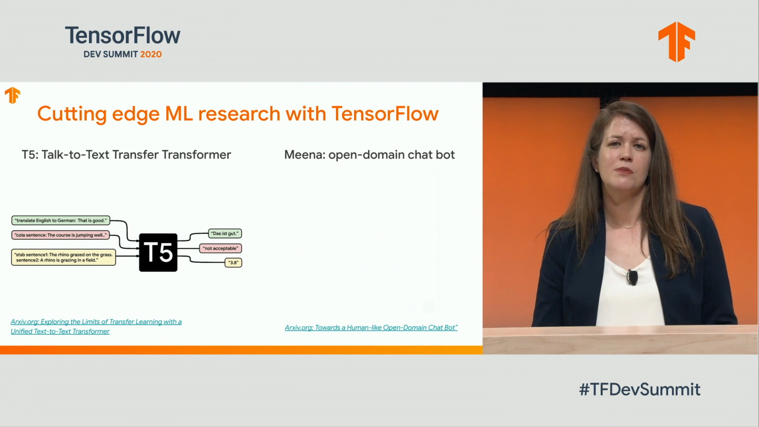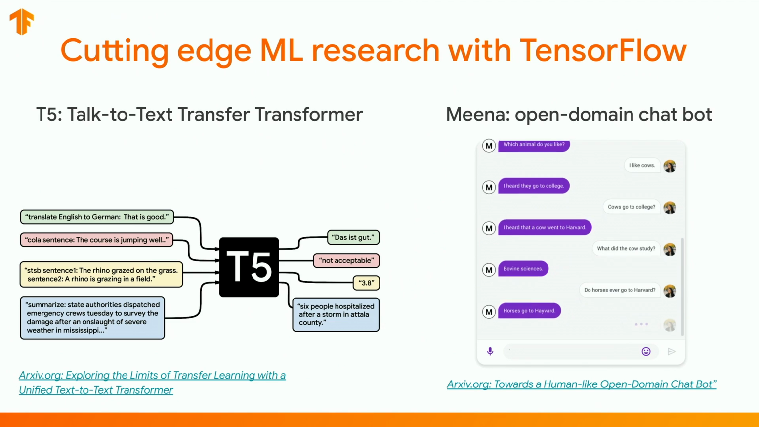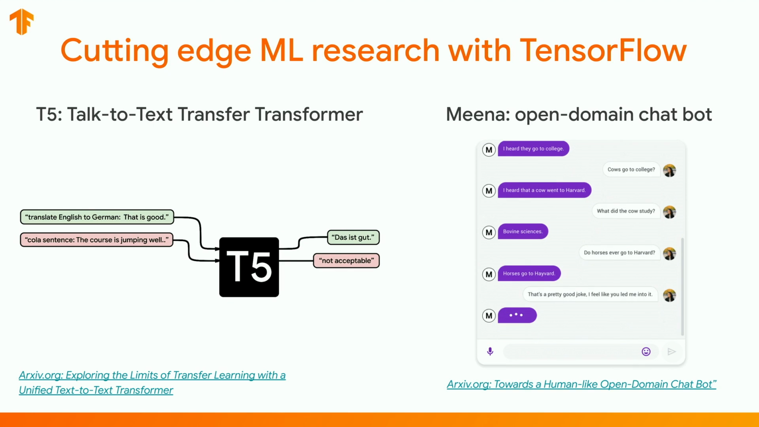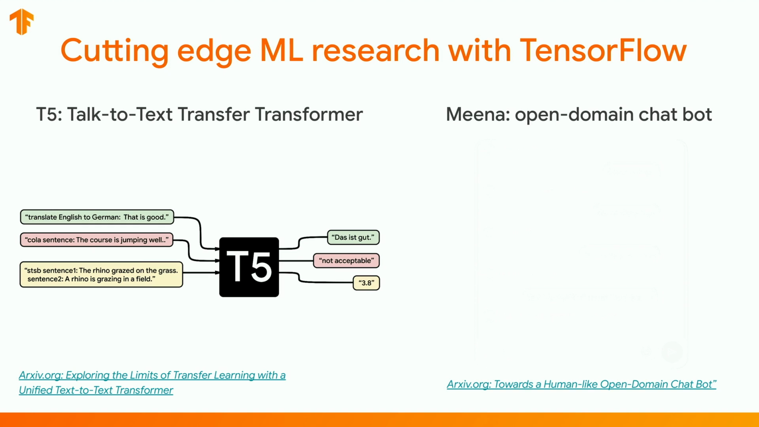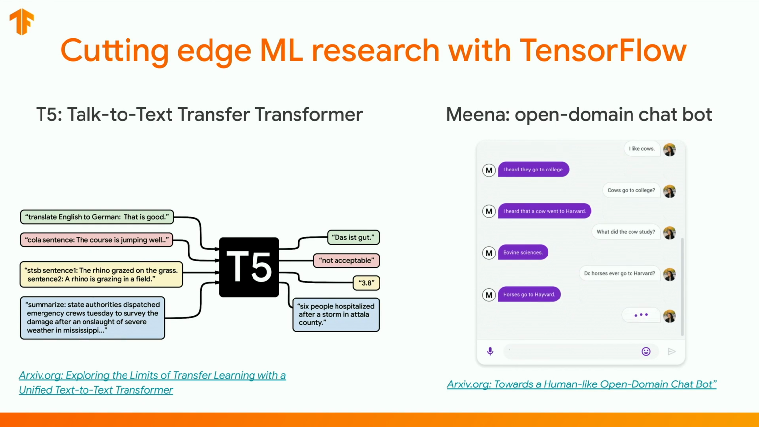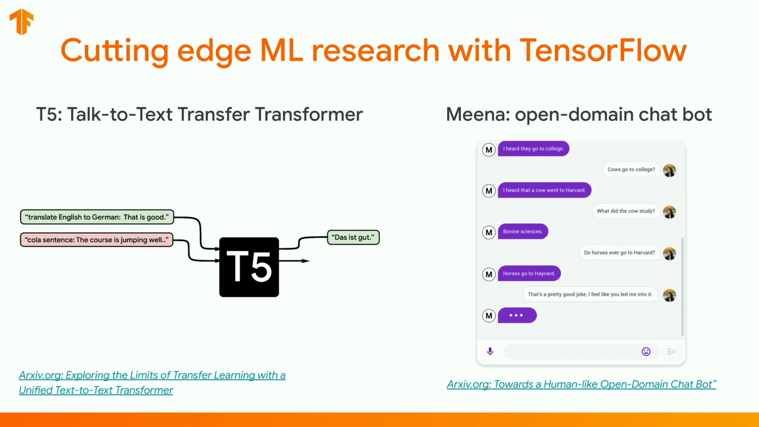TensorFlow is being used to push the state-of-the-art of machine learning in many different subfields. For example, natural language processing is an area where we've seen TensorFlow really help push the limits in model architecture. The T5 model on the left uses the latest in transfer learning to convert every language problem into a text-to-text format. The model has over 11 billion parameters and was trained off of the colossal clean crawled corpus dataset.